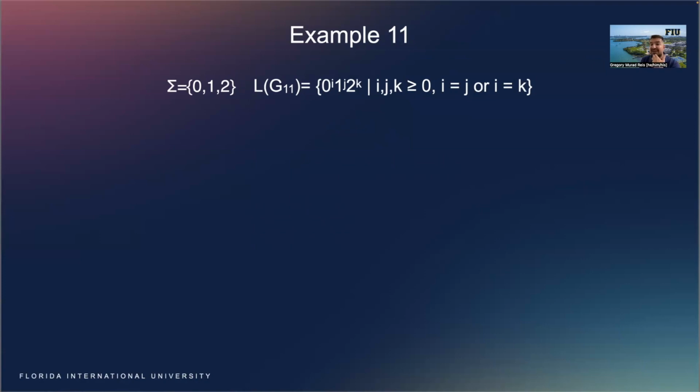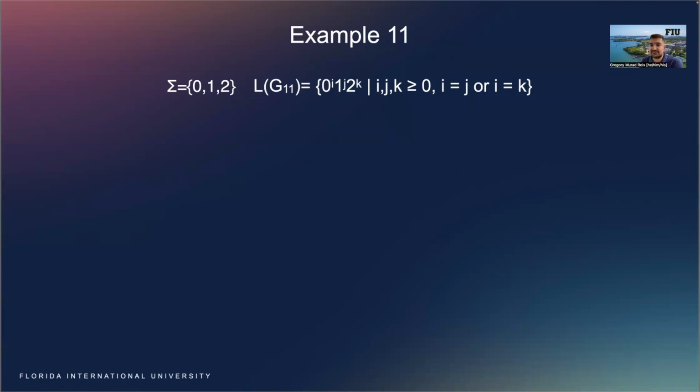Now let's think about I equal to K. If the number of 0's is equal to the number of 2's, I need to create a variable that produces 0, variable, 2. So every time I add a 0, I also add a 2. And what can I have in the middle? Any amount of 1's. So I can also have a rule that produces any amount of 1's in the middle of that 0 and 2.